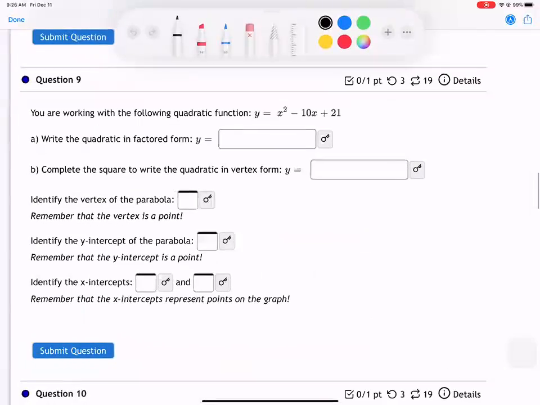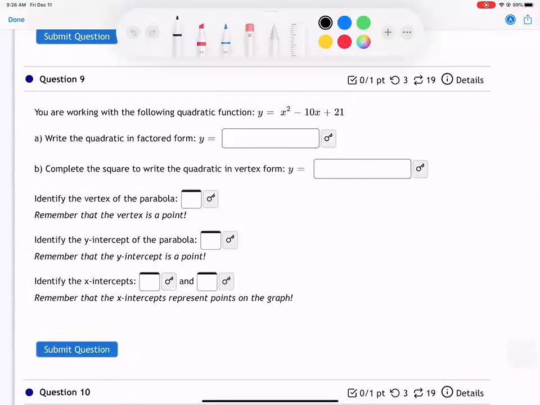Okay, the next question is, go ahead and write the quadratic in factored form. Okay, let's go factor. Two numbers that make 21: 1 and 21, 3 and 7. Do 3 and 7 add up to become 10?